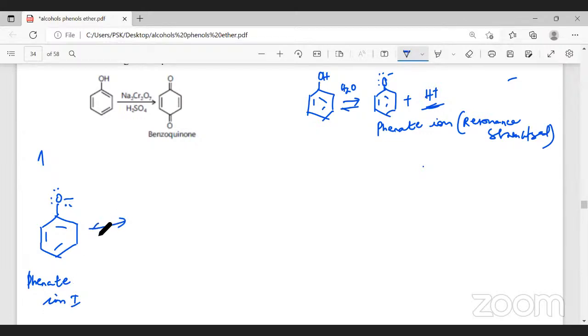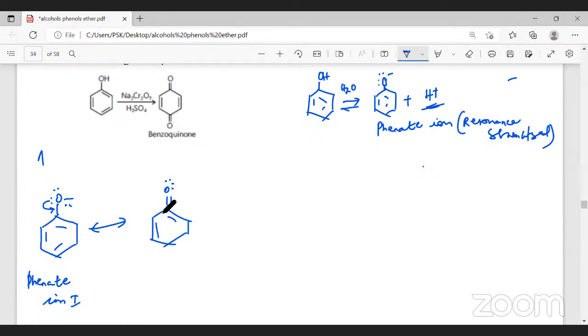Now, these 2 electrons come and form a bond between carbon and oxygen. When they form a bond between carbon and oxygen, a double bond will be formed like this. And since both the electrons are moving here, only 2 lone pairs of electrons will be there on oxygen.